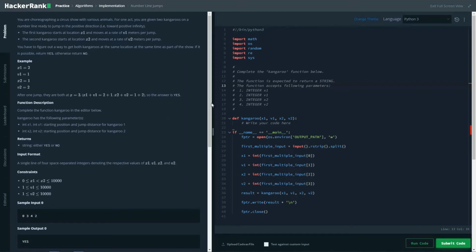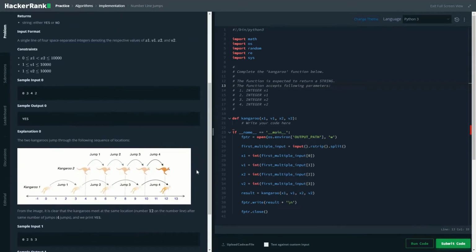Okay, so here is an explanation. Let's look at some input. The sample input will be 0, 3, 4, 2. 0 is the initial position of the first kangaroo. 3 is the rate at which it is moving, the velocity. The 4 is the position at which the second kangaroo starts to jump, and 2 is its speed.